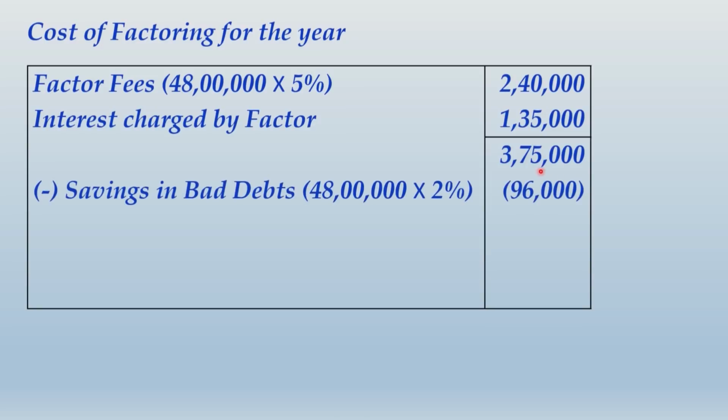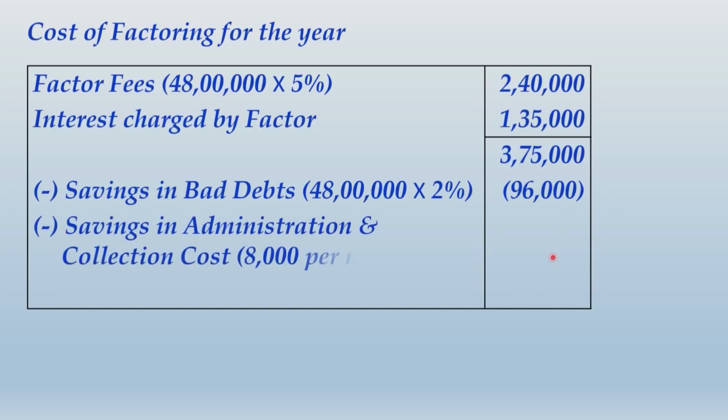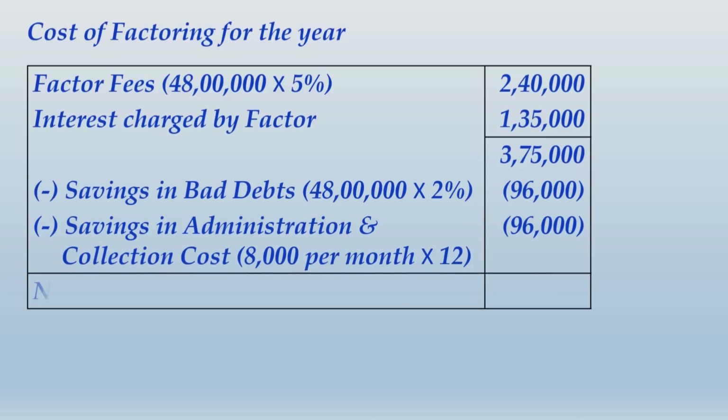First of all, currently you are incurring bad debt losses of 2% on your entire credit sales, and that is working out to rupees 96,000. Because the factoring is on a non-recourse basis, this 96,000 of loss which you are currently incurring, you will start saving. We will also have savings in administrative and collection cost, that will be rupees 8,000 per month. For the entire year it comes to 96,000 again. So the total cost of factoring is 3,75,000, and there will be savings of 96,000 and 96,000, which is finally going to result in a net annual cost of 1,83,000.